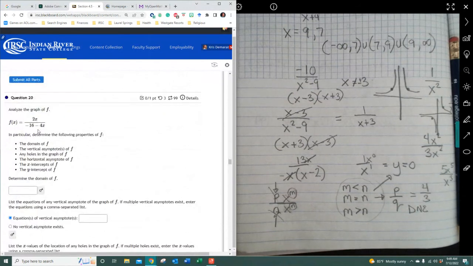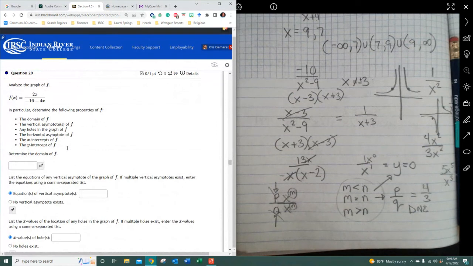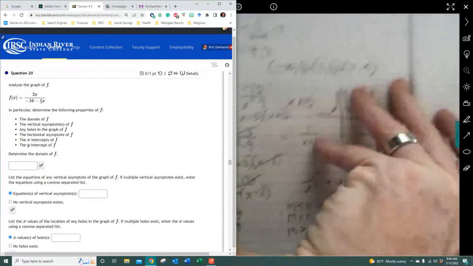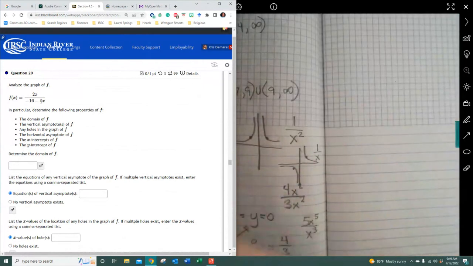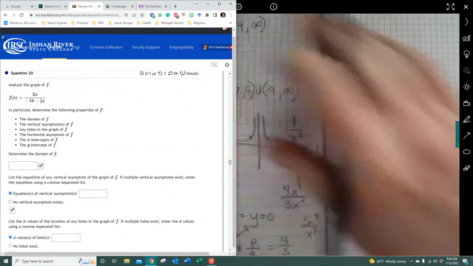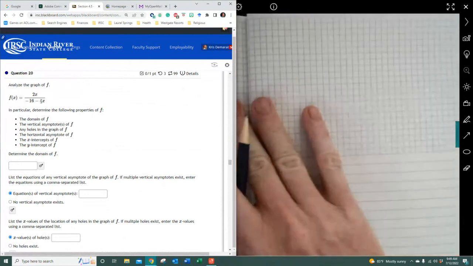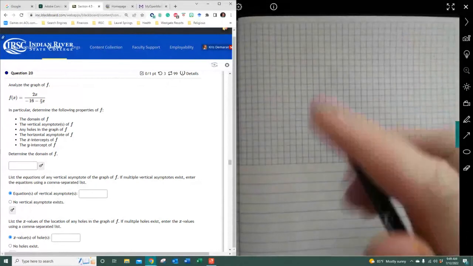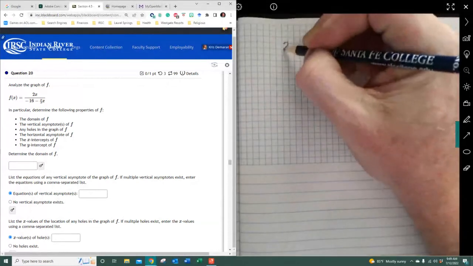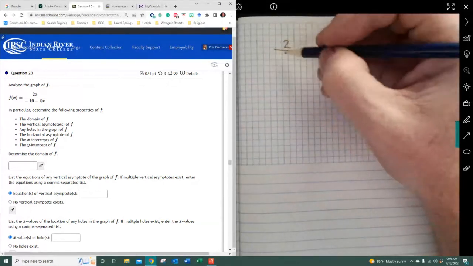Now, analyze the graph of this. Now, you start putting all these things together. You start talking about the domain, the vertical asymptote, all these different components. Now, when you're doing such things, I would say the first process you want to get used to is putting it in your graphing calculator, just so you can get a visual picture of it. Some students have a harder time with visual pictures. Now, the next thing is that I go ahead and start cleaning things up.